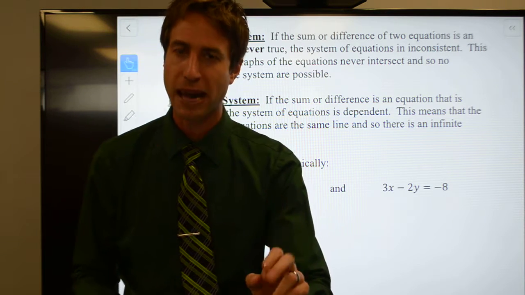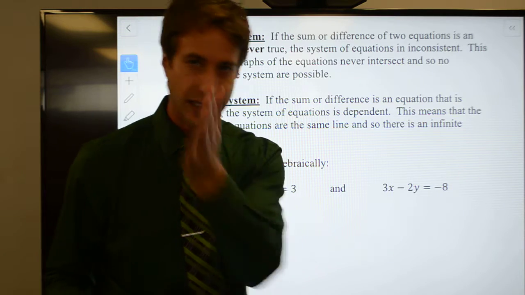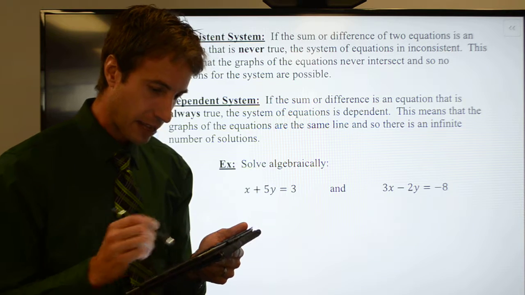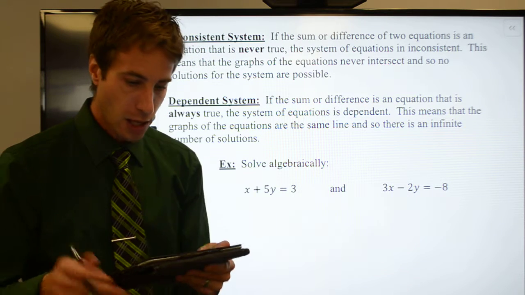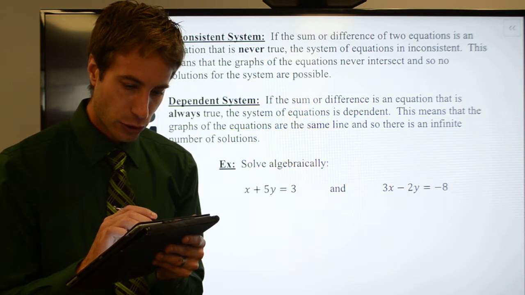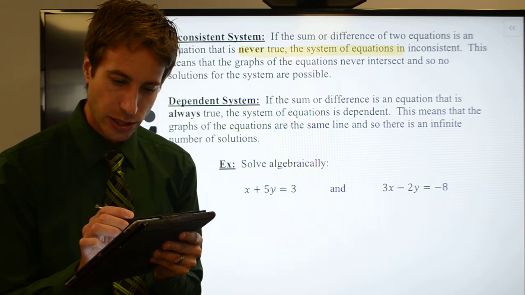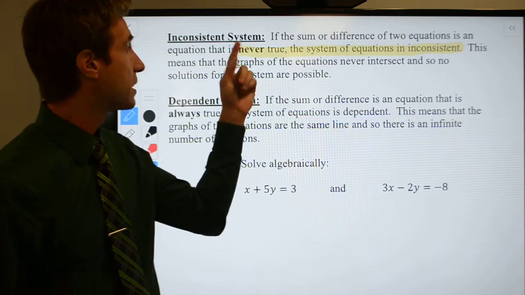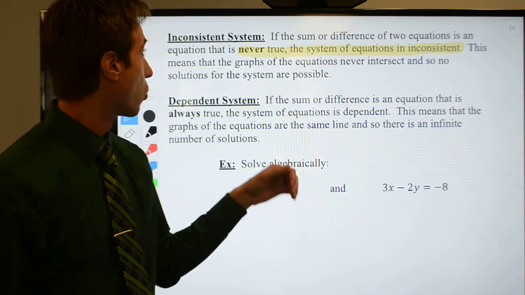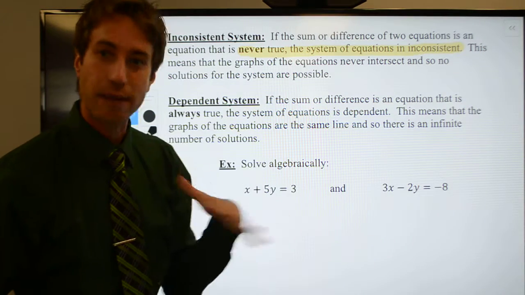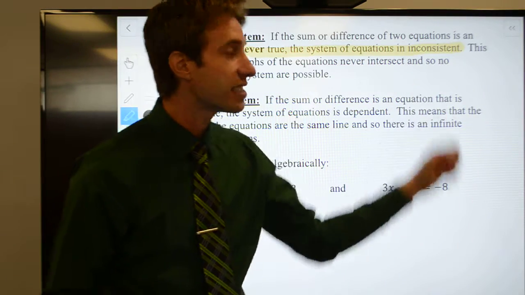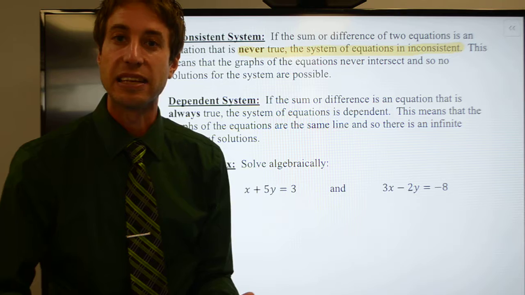And I just want to remind you of one quick thing I mentioned earlier in the notes. Let me highlight it for you. Never true: the system of equations is inconsistent. So if you solve the system and you wind up with a statement that is never true, a false statement, you're going to have a system that is inconsistent.